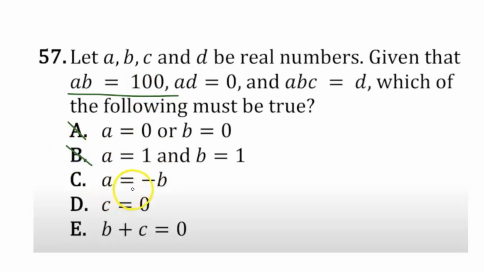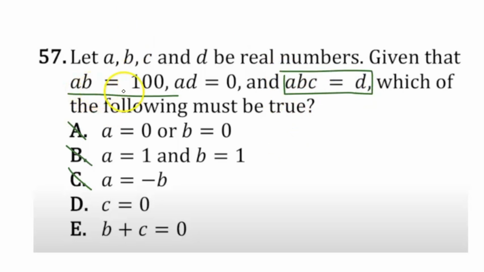C says A is equivalent to negative B. Well, again, we can see we get a positive value when we multiply A and B. If C were true, we'd get a negative value instead of positive 100 in our case. All right, D says C equals 0. So this one's really interesting because we already know that we have these other expressions, and so we can match it up and see if it's true, right?